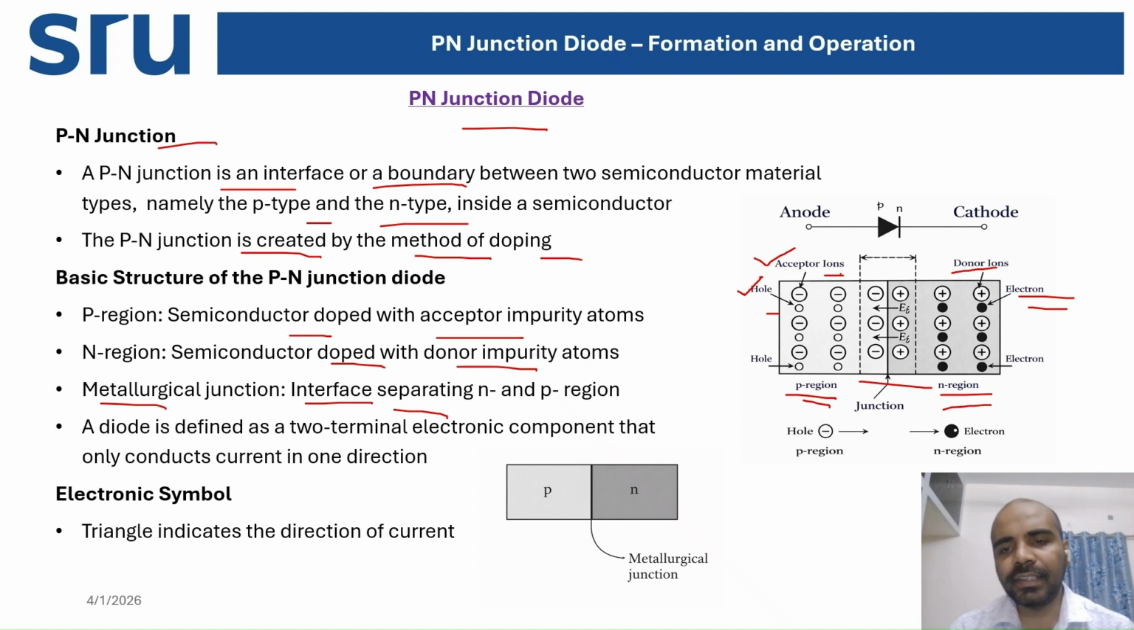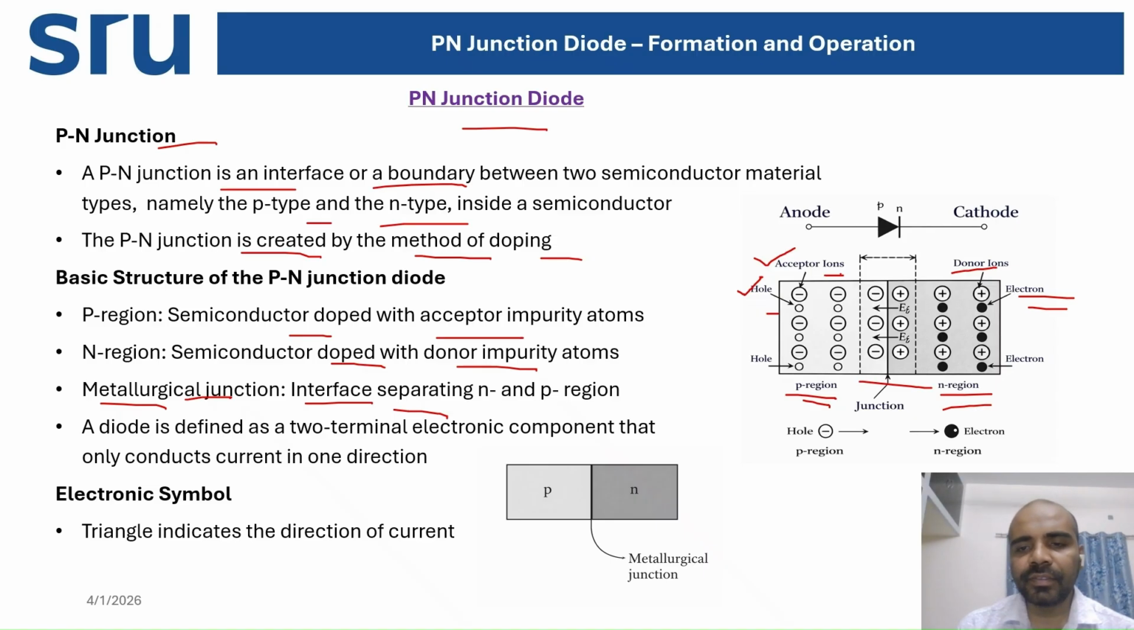So at the junction, which is called the metallurgical junction, the electrons and holes are recombined and an electric field is developed at the junction. Initially, the electric field at the junction is not so powerful to prevent the movement of electrons and holes.